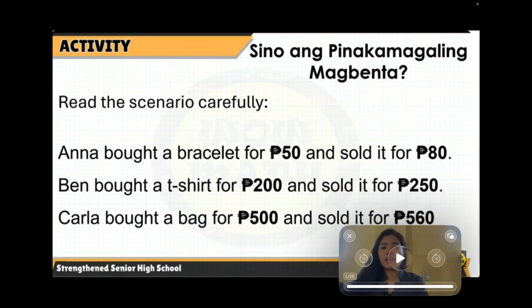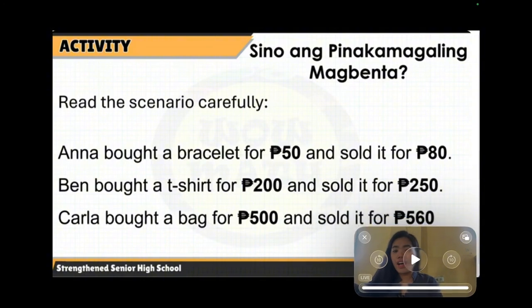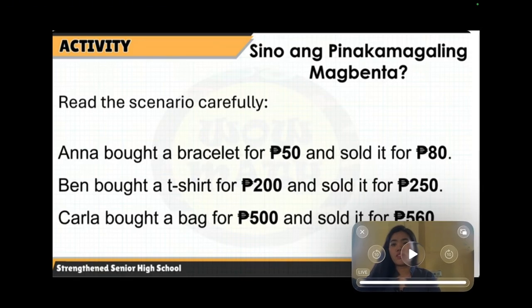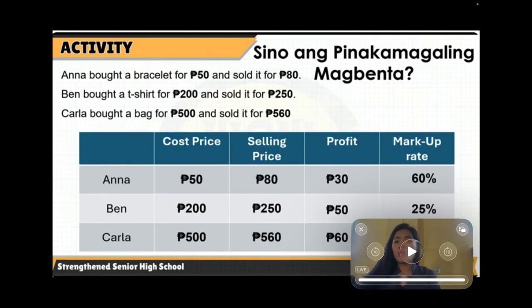Now we have here, Anna bought a bracelet for 50 pesos and sold it for 80 pesos. Then Ben bought a t-shirt for 200 pesos and sold it for 250 pesos. Carla bought a bag for 500 pesos and sold it for 560 pesos. Okay? Now, we are going to put it on a table. So, sino ang pinakamagaling magbenta?